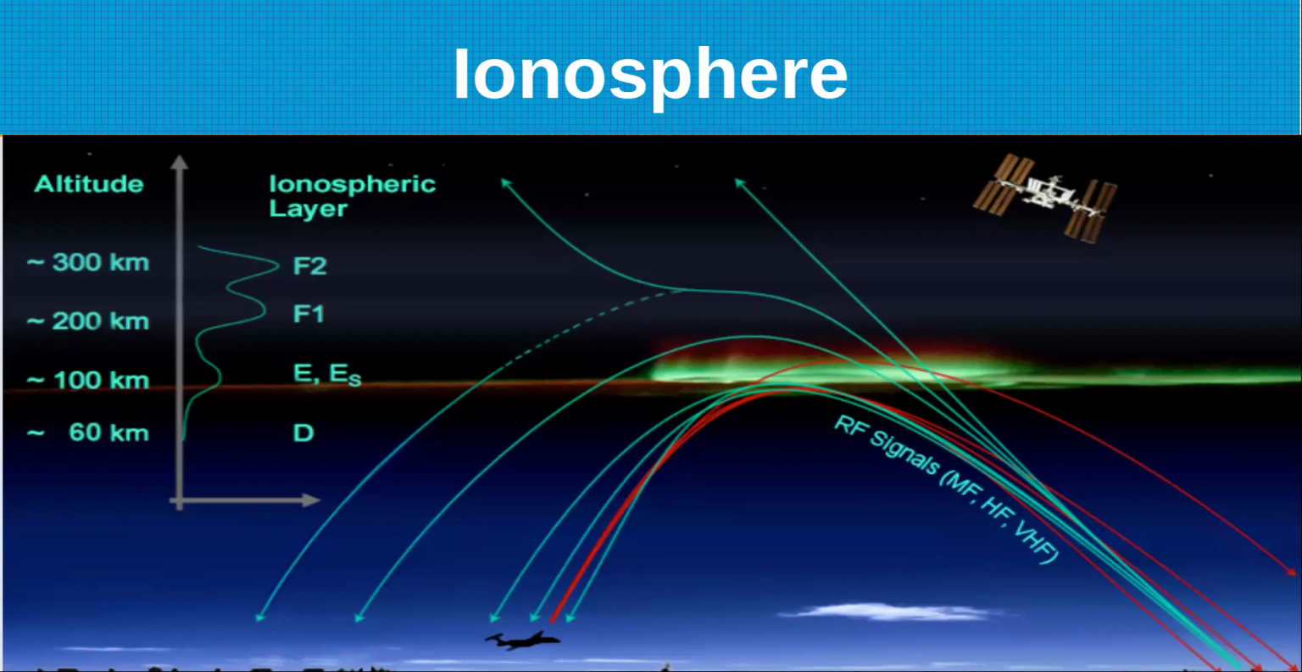So the higher the frequency, the less refraction. So the higher they go. So at higher frequencies, you can get longer distances if you have enough refraction that it actually bends it back to the Earth.